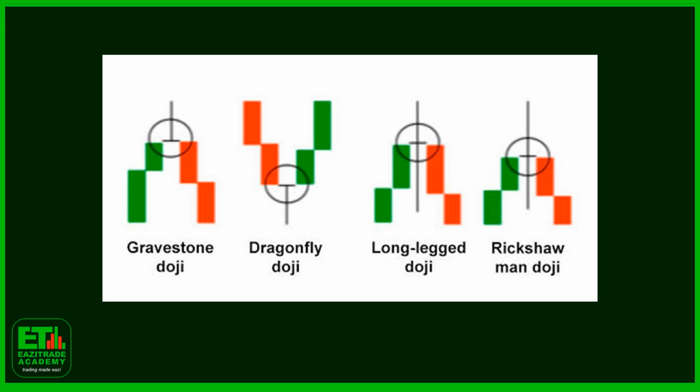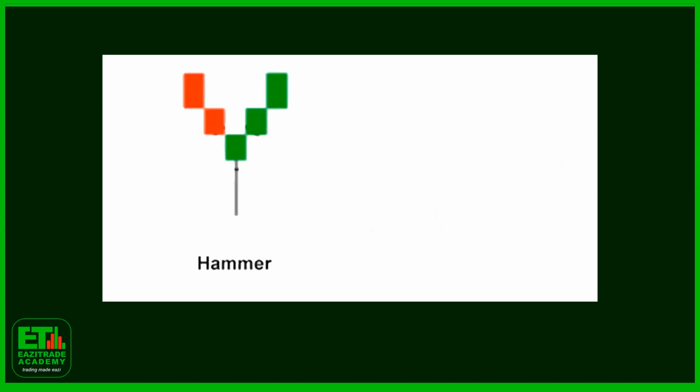Next on our list is the hammer. The hammer, also very, very powerful. Look at the hammer here, that particular one. That is your hammer. You see, we have the body and then we have the wick, a long wick or shadow and then the small body. This is the hammer. Thank God we all know the normal carpentry hammer. That is how it looks like. So when you see this hammer, especially at the support zone, it is a signal that the market is about to change direction.